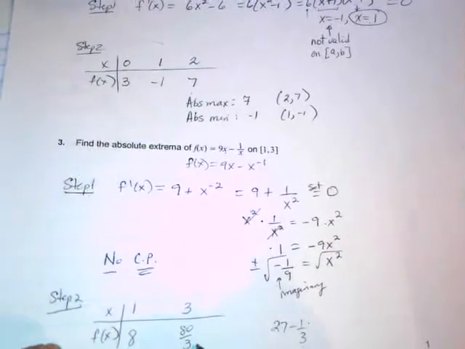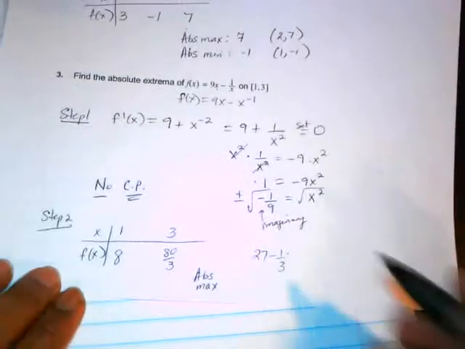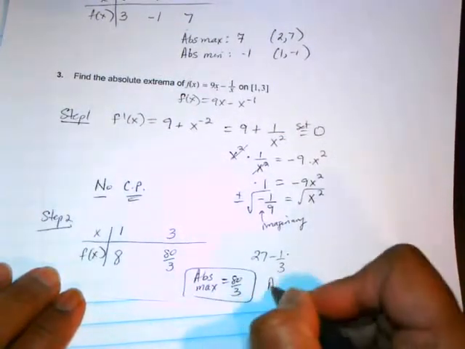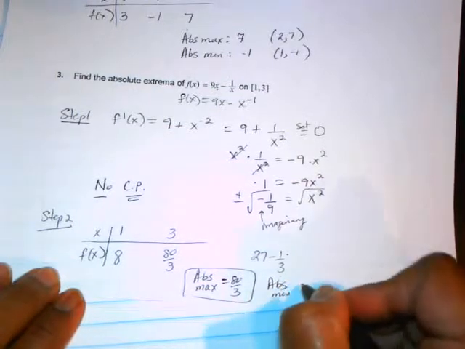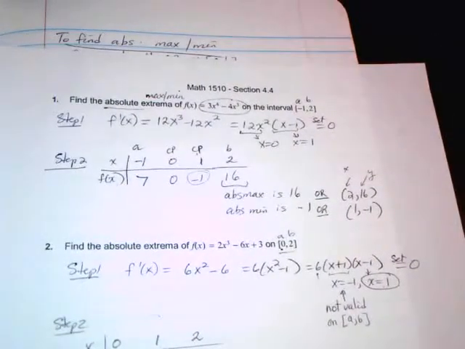So which one is higher? If you divide 80 by 3, it's almost 27, so this should be your max. So absolute max is 80 over 3, absolute minimum is 8. I'm going to go back and check all of these problems on our graphing calculator.